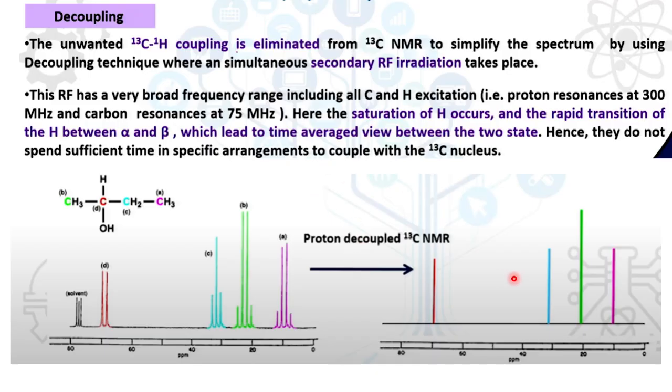So after decoupling, you will get these four different carbons, A, B, C, D. Before that, because of the spin coupling between 13C and 1H, you may get a triplet. Sometimes you get a quartet, but after decoupling, you will get a single peak for each of the four different carbons.